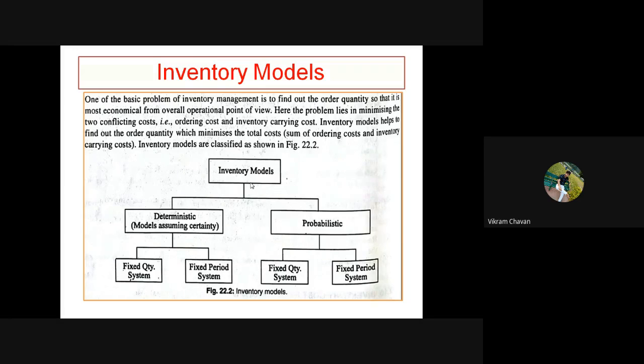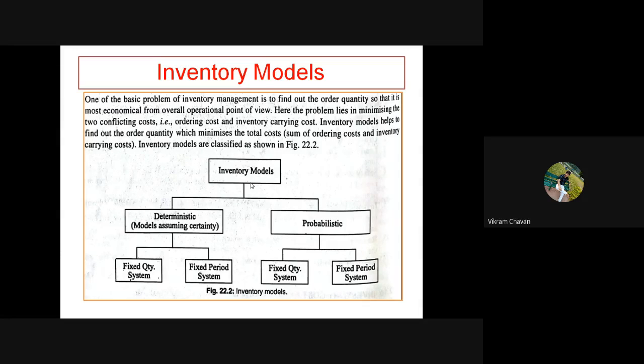Both these models, deterministic and probabilistic, are further classified as a fixed quantity system and a fixed period system. In a fixed quantity system, the quantity per order is constant, while the cycle time, or the period between two orders, can vary. In a fixed period system, the time period between two orders is constant, whereas the quantity of an order can vary.